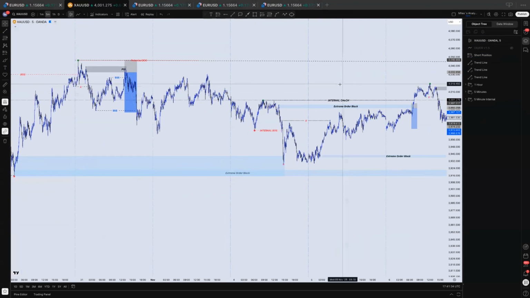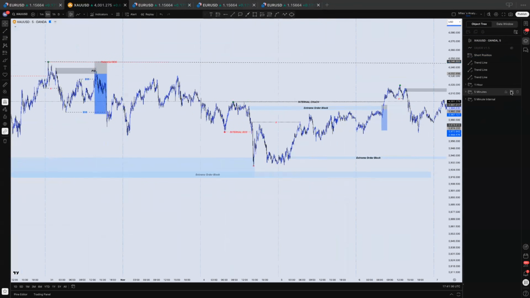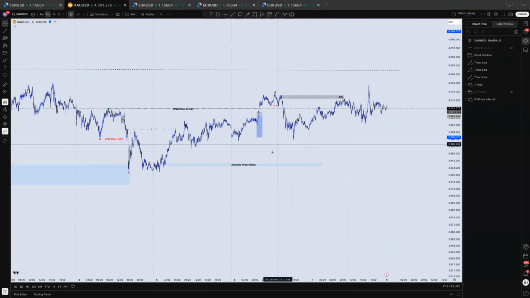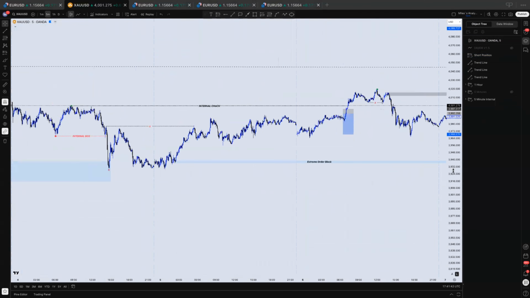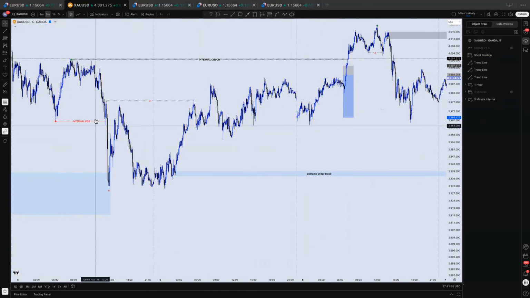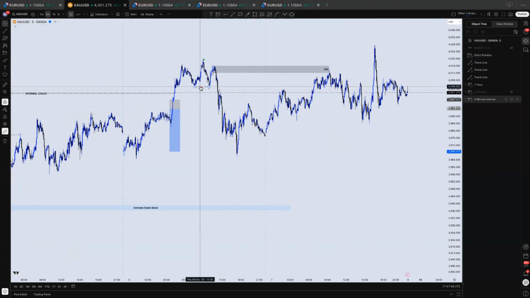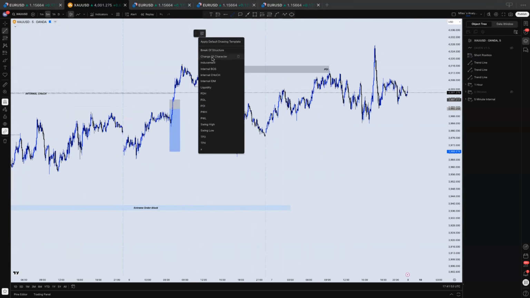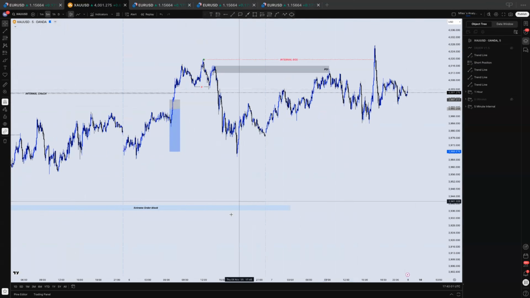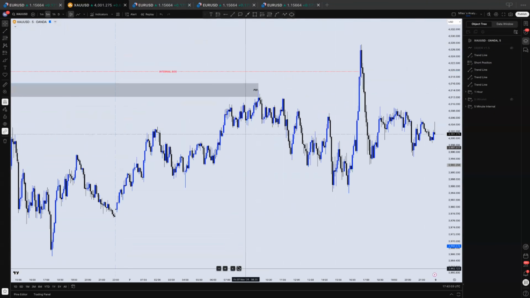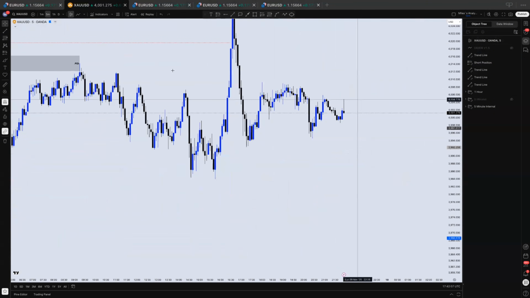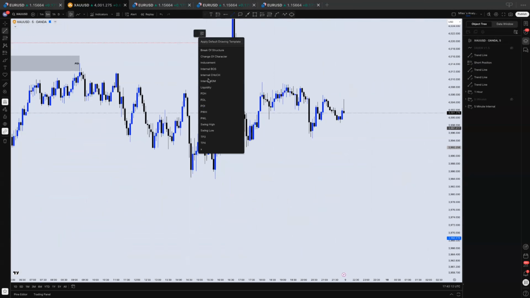So currently on gold, price is in the internal structure, right? Internal market structure. So this is the main structure. I'm going to disable it for now and just focus on the internal structure because that's where price currently is. On the internal structure, you can see price made a breakout structure, which is internal, then another internal change of character, and then price took out inducement, and then made another internal breakout structure.